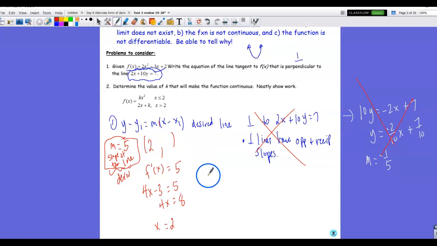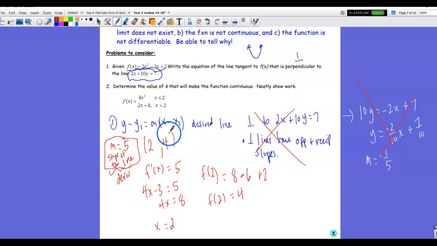To get the y value, I'm going to substitute 2 into the original function, not the derivative. I already know what the derivative at 2 is. I want the y value. So I'm substituting 2 into the original function. So 2 squared is 4, times 2 is 8, minus 3 times 2 is 6, plus 2. 8 minus 6 is 2, plus 2 is 4. So f of 2 is equal to 4.